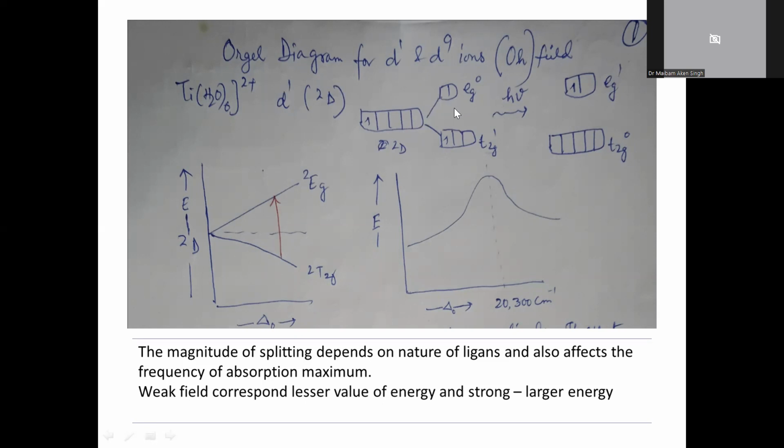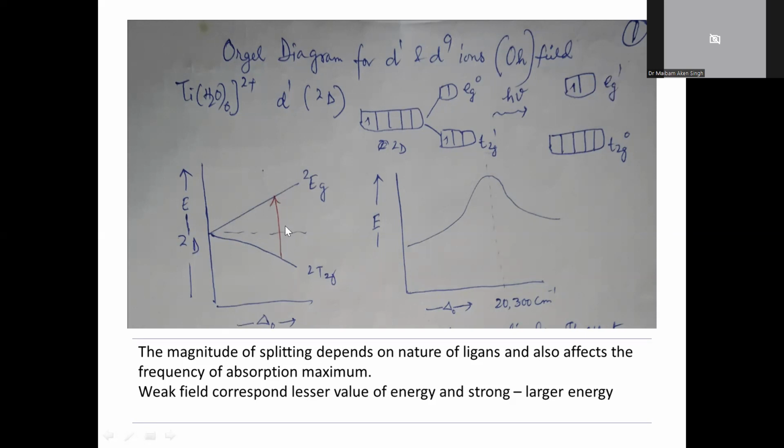So this electron is in the ground level 2T2G, and here 1 electron is present, then 0 means no electron is present. After absorbing UV radiation, the electron gets excited, then there is no electron here and 1 electron in the EG. This is called electronic transition. For this transition, we have the term Orgel diagram. So the transition takes place from 2T2G to 2EG. This is the energy gap.